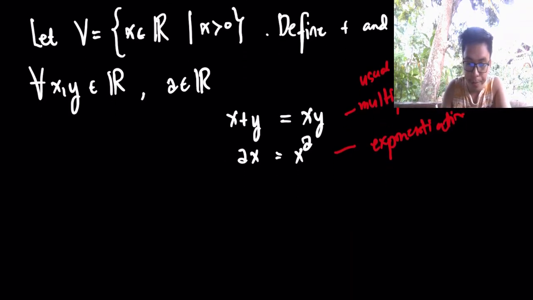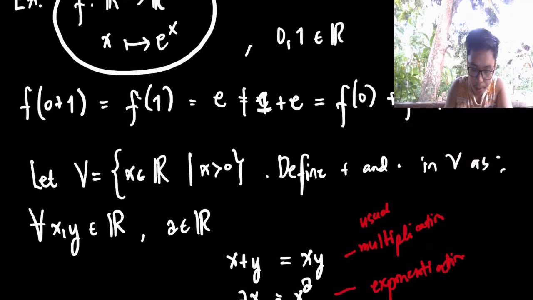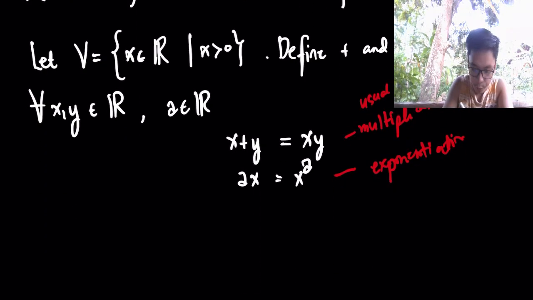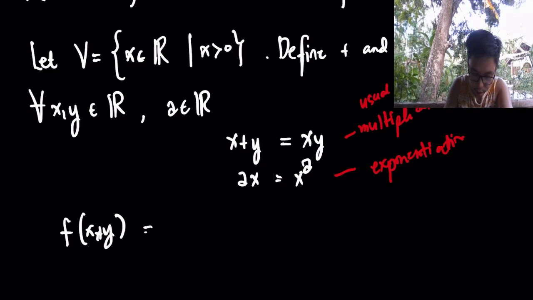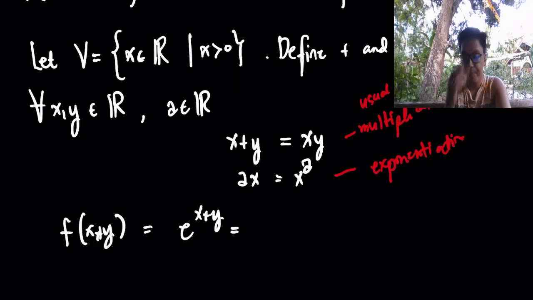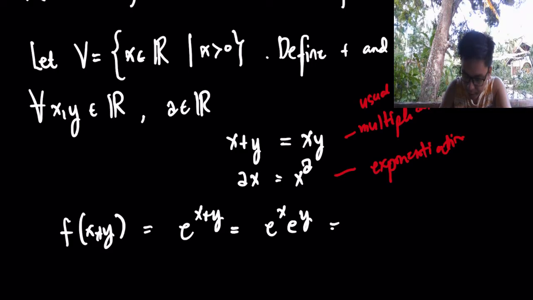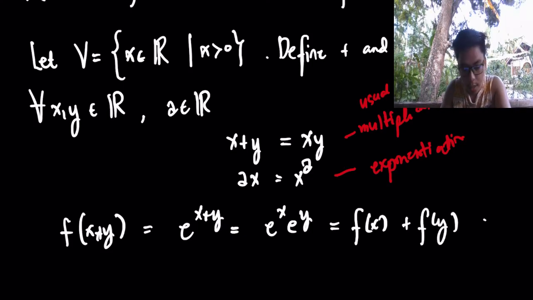Going back to this, by this definition, if we evaluate x plus y, that's the same as e to the x plus y. Now this is the same as e to the x times e to the y. Since this is a product of two things, that's the same as the sum of two things. So technically this is f of x plus f of y. In this case, condition 1 is already satisfied.